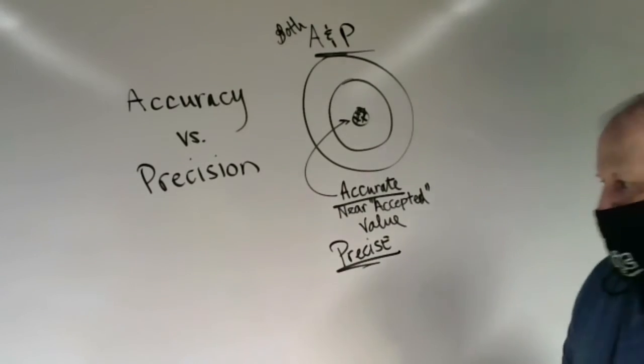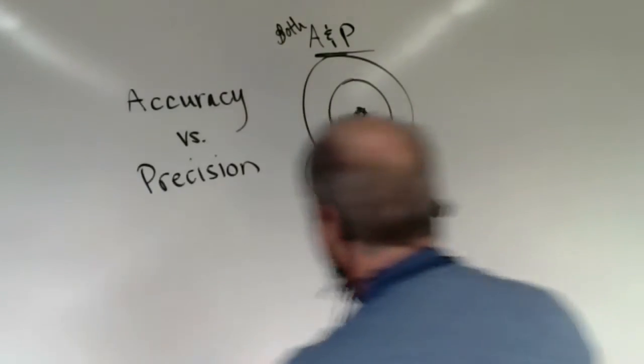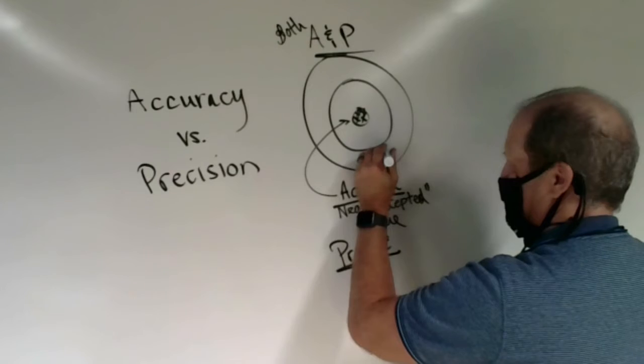Now, what would happen if, let's say we shot at the target and we had 5 land over here?